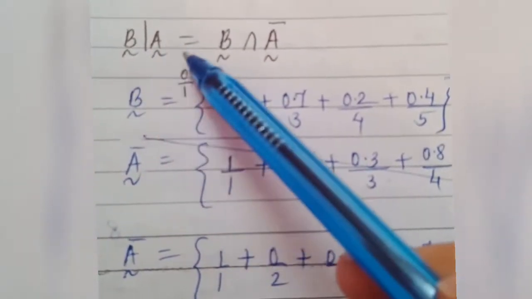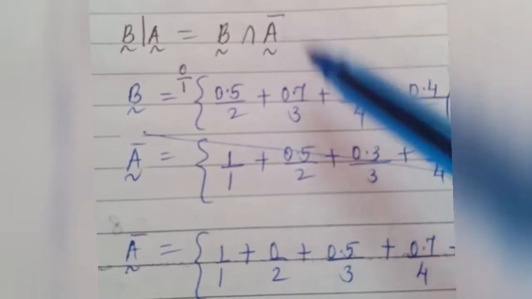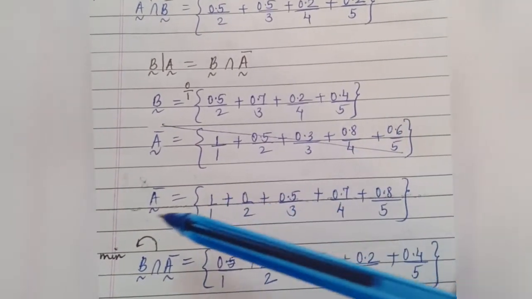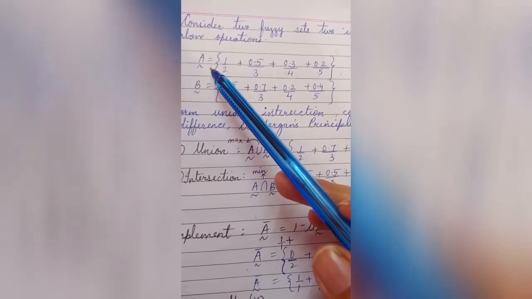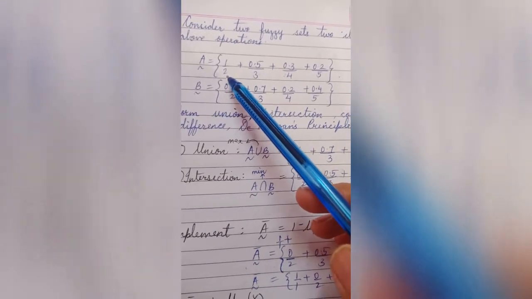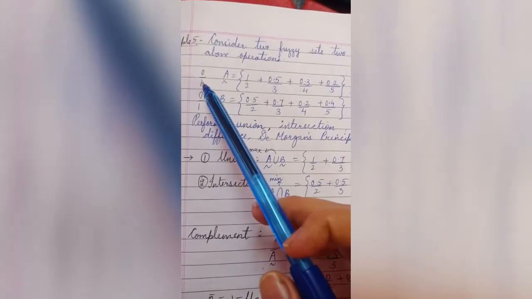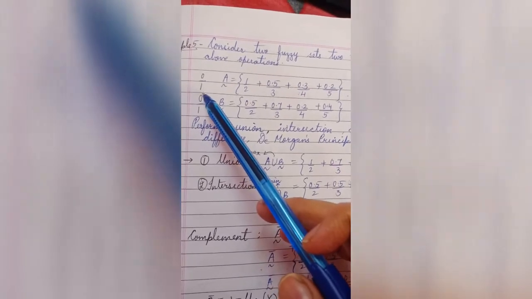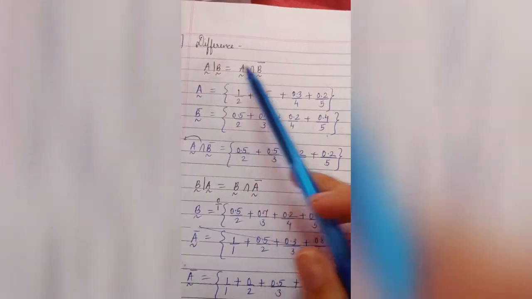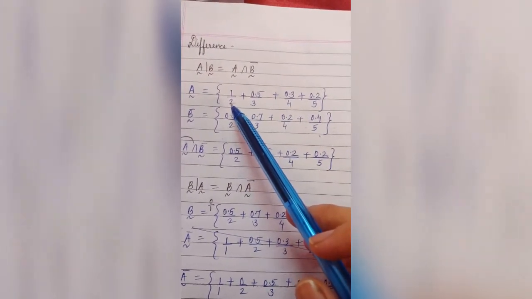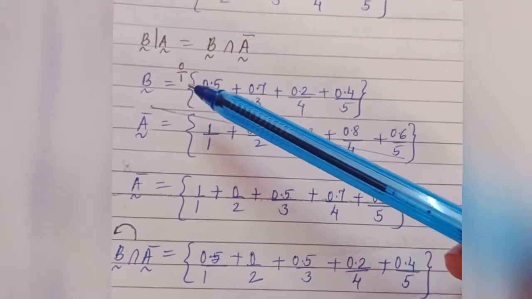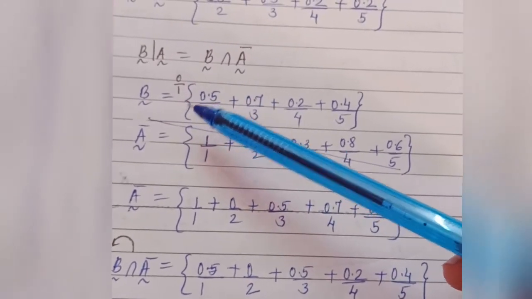To perform B difference A, use B intersection A complement. For this, consider the B set and consider set A complement. Two sets are given, fuzzy sets A and B, where the first element is not given. So we can solve directly using these four elements, or we can also consider the first element as 0 upon 1. So both ways can be done. In the operation of A difference B, I did not consider the first element, whereas in the B difference A operation, I am considering the first element 0 upon 1. You can do it both ways.